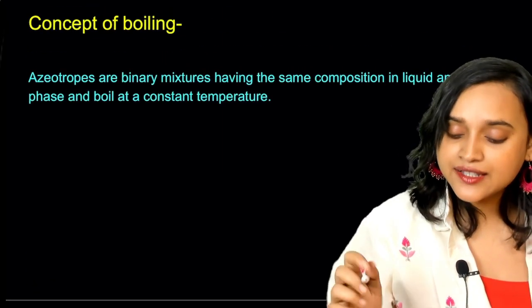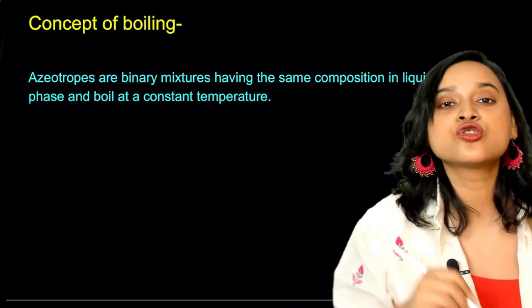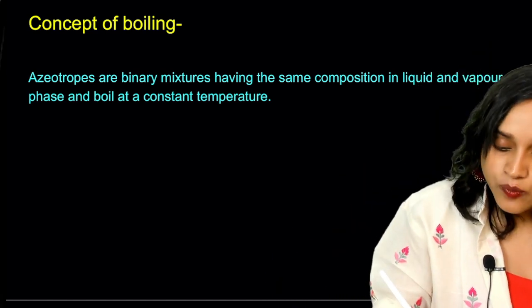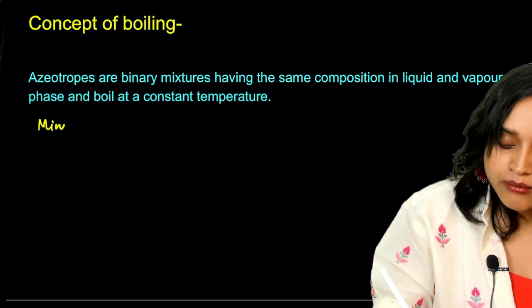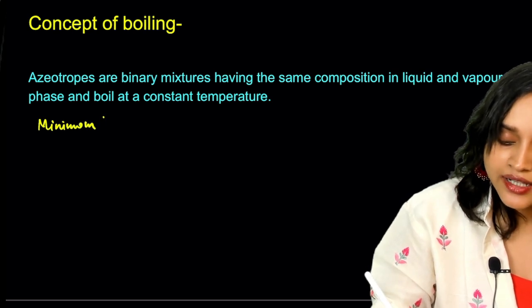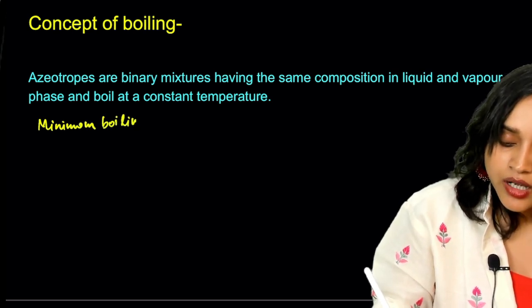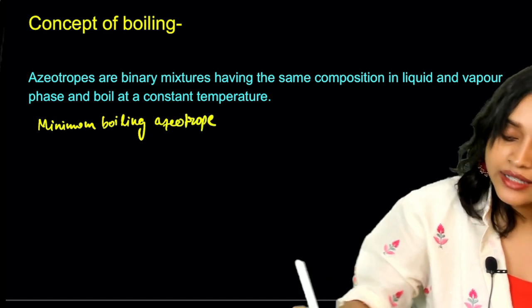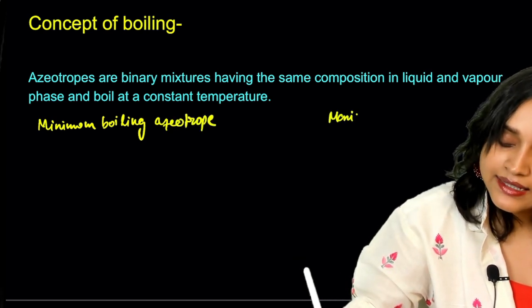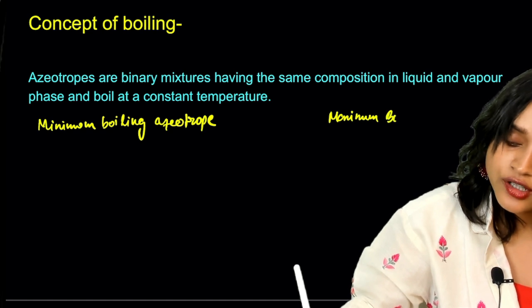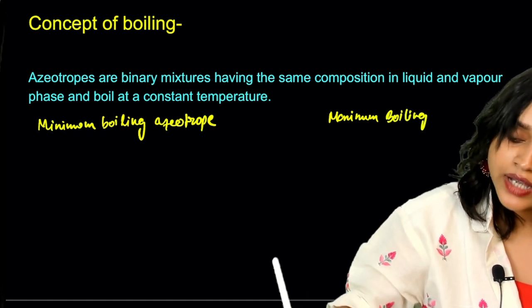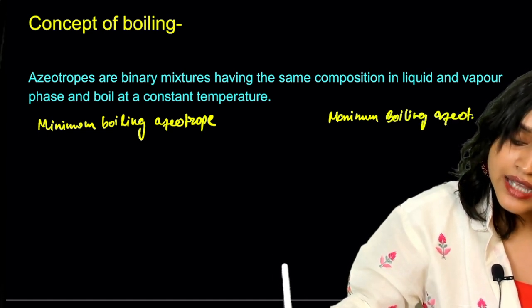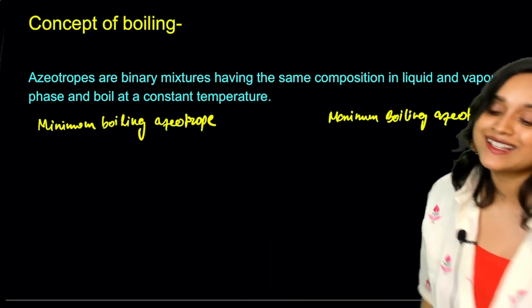Now azeotropes are also of two types. There is one that is called minimum boiling azeotrope, and the other one is called maximum boiling azeotrope. Don't worry, I will move on, just let me write this down. Yes, this is going to be your maximum boiling azeotrope.